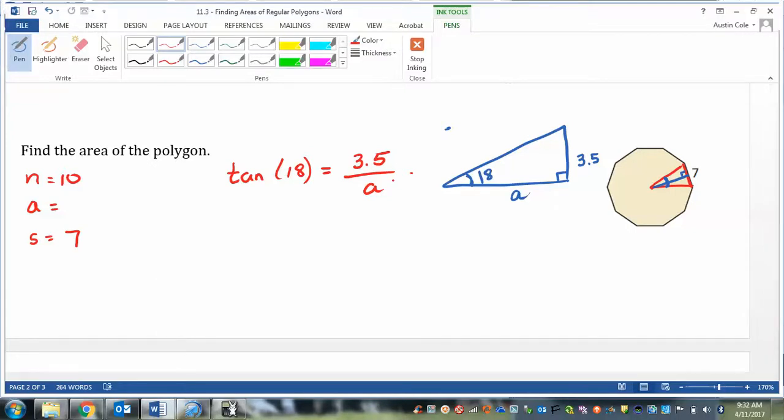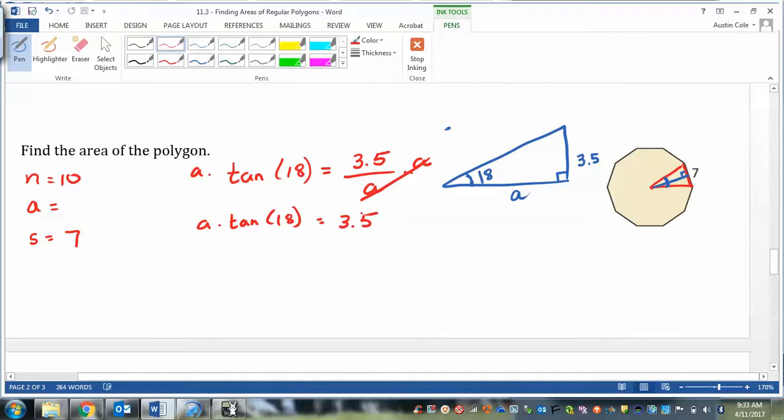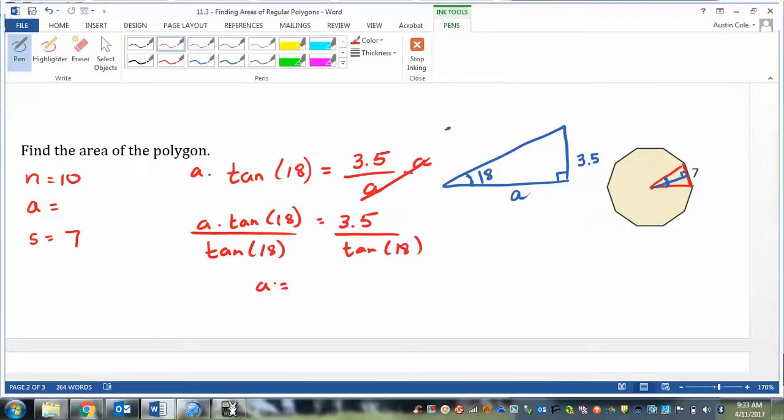How do I solve for A? We're going to multiply both sides by A. So those cancel. Then I get A times the tangent of 18 equals 3.5. And then I want to divide both sides by the tangent of 18. So my apothem A is going to be whatever 3.5 is in our calculator, divide by the tangent of 18. Remember, our mode needs to be in degree mode. Otherwise, we will get the wrong answer.